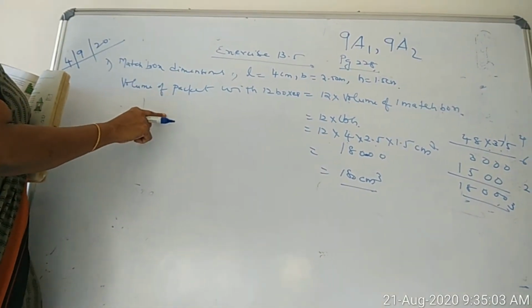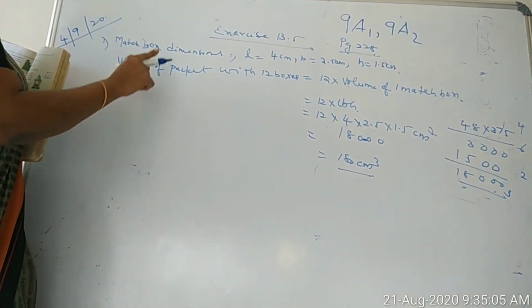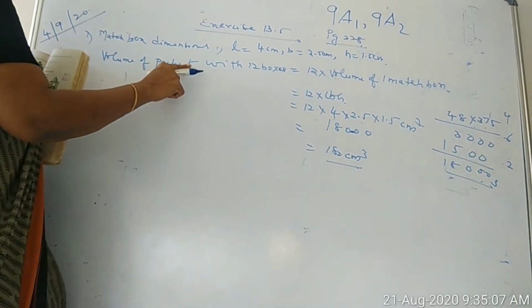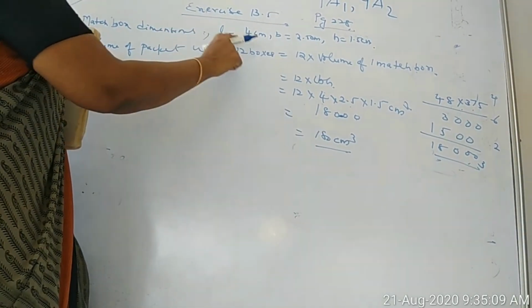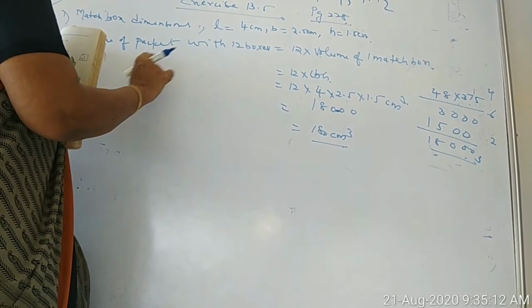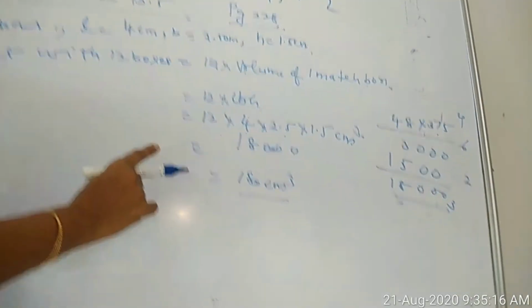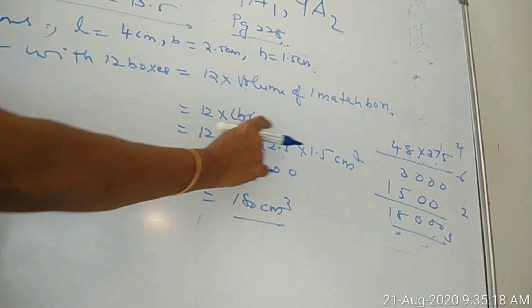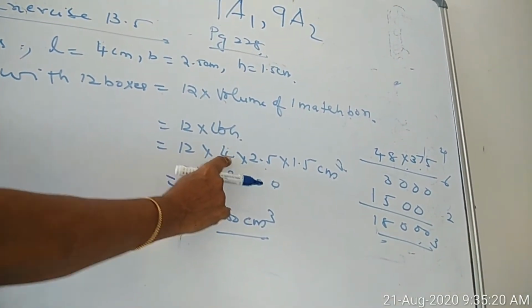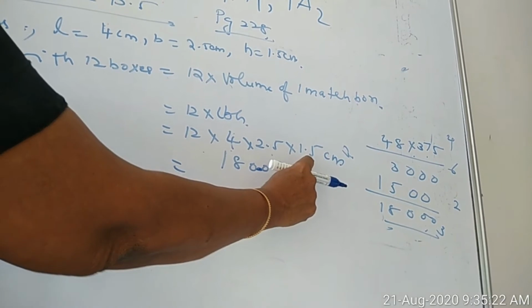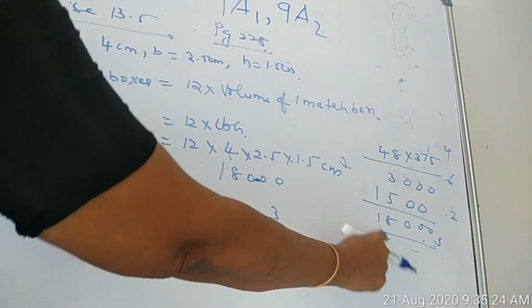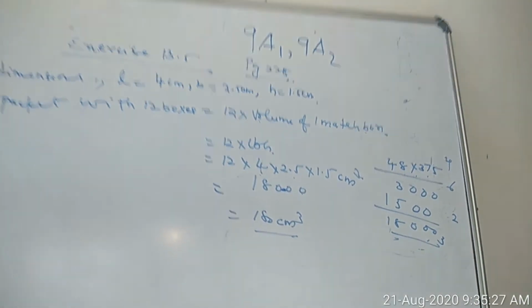A packet contains 12 matchboxes, children. Here you are asked to find the volume of the packet. Given the length, breadth and height, the volume of the packet is equal to 12 into the volume of one matchbox, that is 12 into LBH. 12 fours are 48. 25 into 12, 375. Multiply, you get 180 centimeters cube.